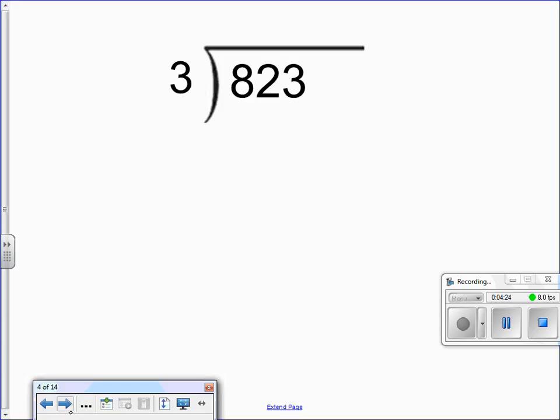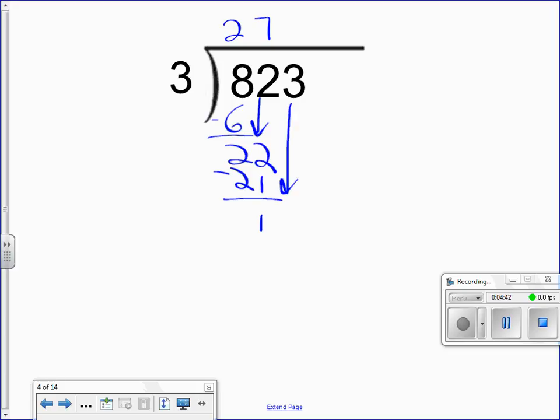My next problem. How many times can 3 go into 8? 3 can go into 8 2 times. 3 times 2 is 6. Go ahead and subtract. Bring down the 2. How many times can 3 go into 22? This is easy. 7 times. 3 times 7 is 21. Go ahead and subtract. Bring down the 3.